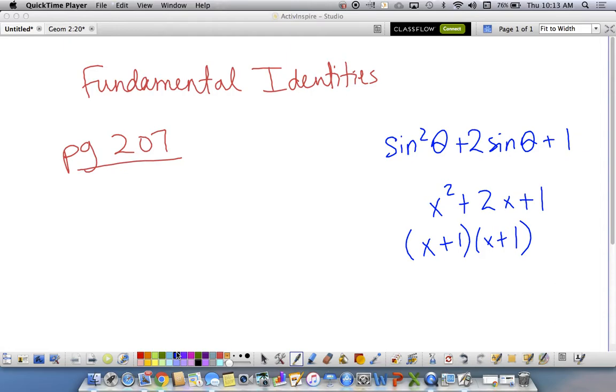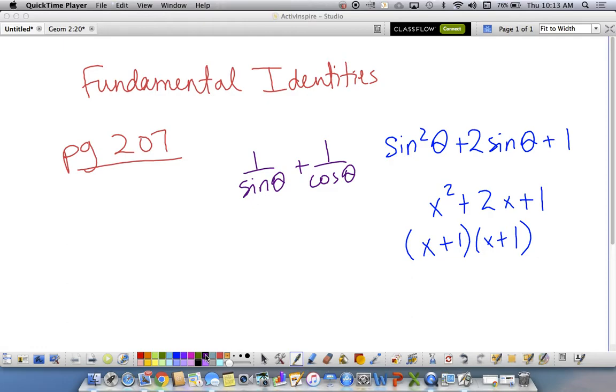Okay? The sum and difference of 2 trig expressions. 1 over sine theta plus 1 over cosine theta can be added or subtracted. Another problem. What about 1 over sine theta plus 1 over cosine theta? How do you add fractions with different denominators? You have to have common denominators.